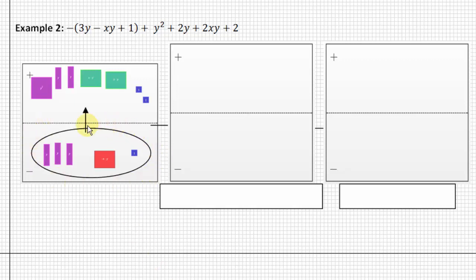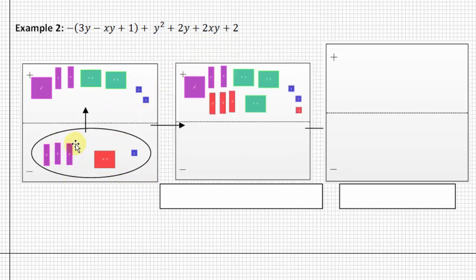Alright, you said that we needed to take all of these tiles that are down in the negative region and flip them up. I would agree with you, and here's what that would look like. So we still have all these tiles up here that were in the top, but now these 3 positive y tiles flipped up to be 3 negative y tiles. This negative xy tile flipped up to be a positive xy tile, and this positive unit tile flipped up to be a negative unit tile. So we flipped everything up into the positive region. And so if we were to write our expression for this, what would it be? Go ahead and write that expression in.